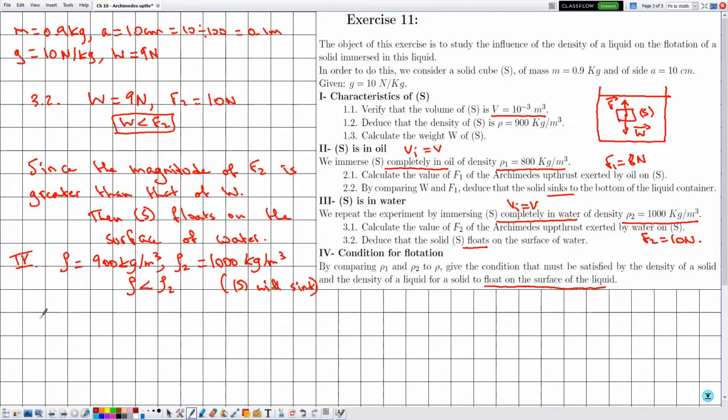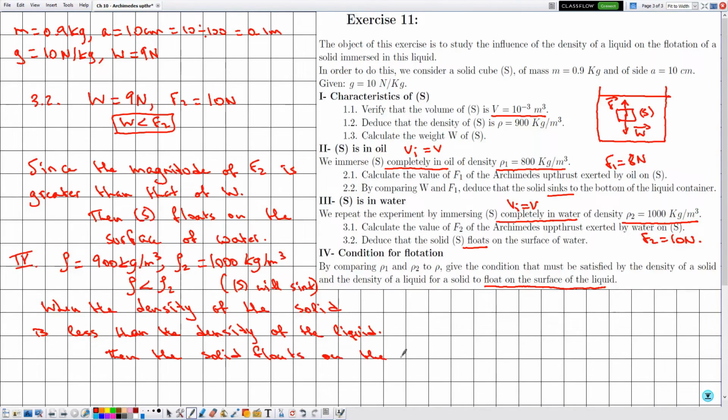Then the condition is that when the density of the solid is less than the density of the liquid, then the solid floats on the surface of the liquid.